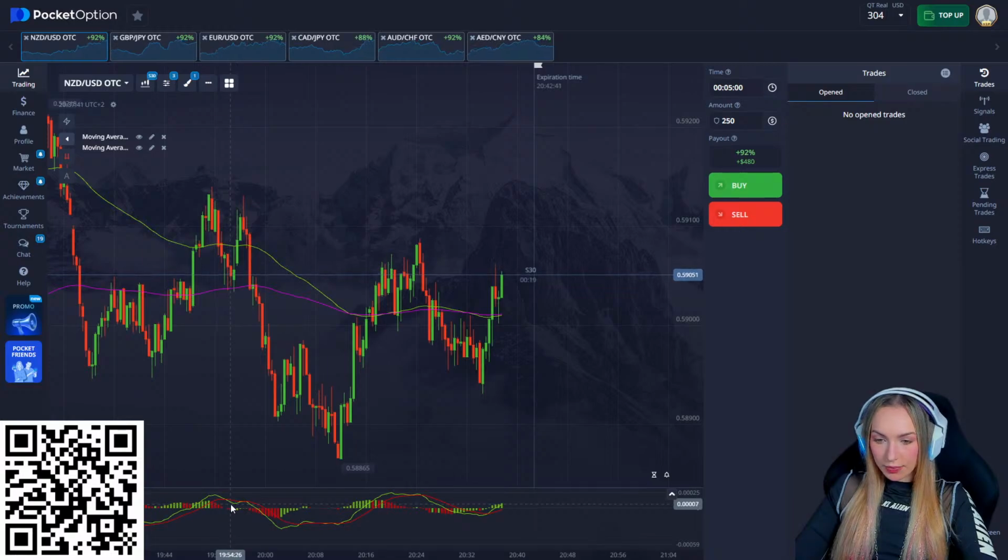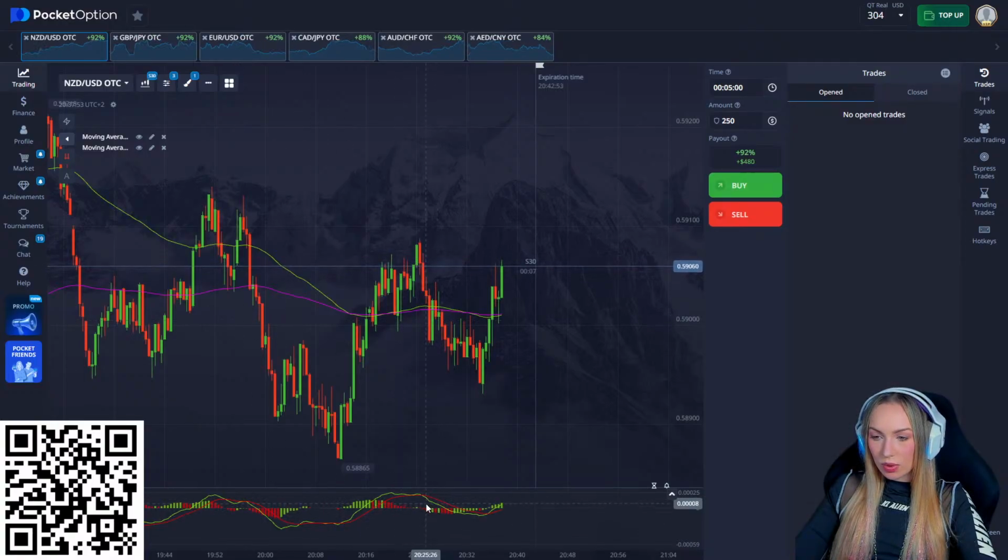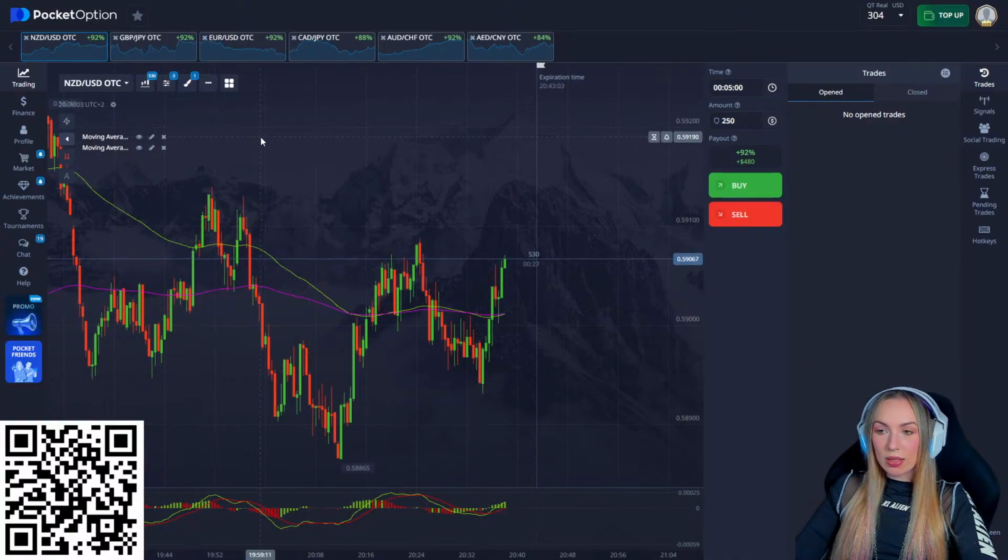There was a signal at 7:53 and at 8, okay, for 7 minutes. And here also was the signal at 8:25. Okay, 8 minutes is just enough for NZD/USD to open the trade in the downward direction.